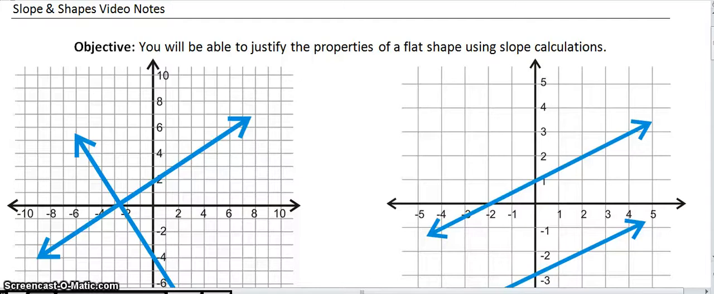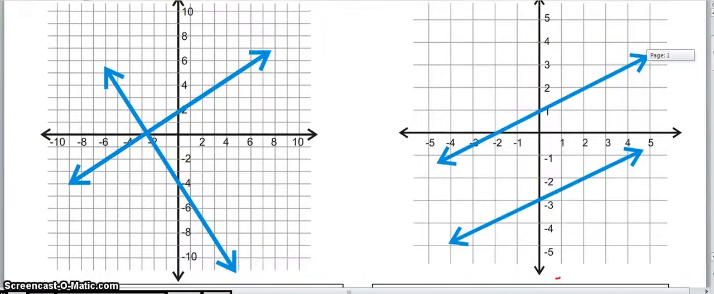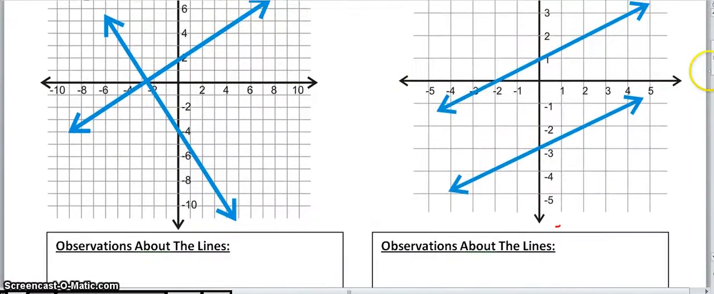Hi everyone. The goal of this video is to be able to justify properties of different shapes using slope calculations. By the end of this video, you should understand what that means, and we'll refer back to that. So I have two pictures here of different kinds of lines, and I just want to start by making some observations about these lines. Then we can go back with the math that matches.